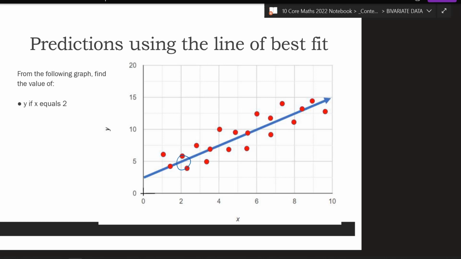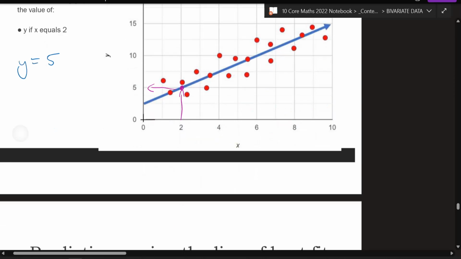So it looks like here, if x is 2, y should equal 5. Okay, so that means y must be 5. Does that make sense? Not too hard, yeah? You're literally just following where it hits on the line itself. So you can start at 2, go up to the line, and you can see that it hits 5. Okay, so there. Let's go to another example.